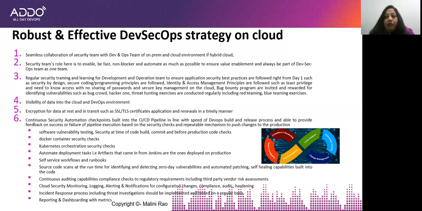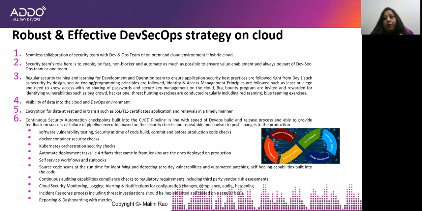You should have self-service workflows and runbooks. You should have source code scans at runtime for identifying and detecting zero-day vulnerabilities, and automated patching. You should have self-healing capabilities built into the code, like RASP kind of solutions, real-time self-healing solutions. Then you have continuous auditing capabilities, compliance checks to regulatory requirements, including third-party vendor risk assessments performed on a regular basis. You should have cloud security monitoring, logging, alerting, and notifications for configuration changes, compliance audit, and hardening. So all these should be automated, right? You can't be doing manual processes in a DevOps kind of environment. So make sure that all this is automated.